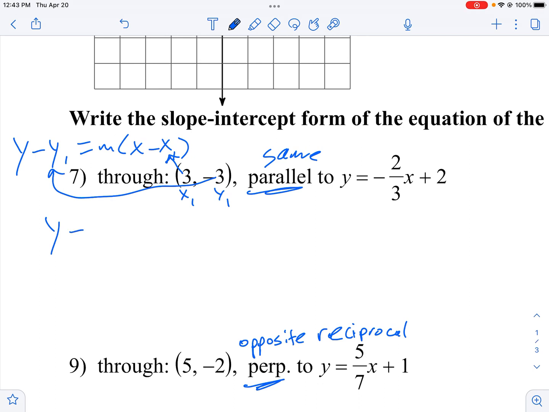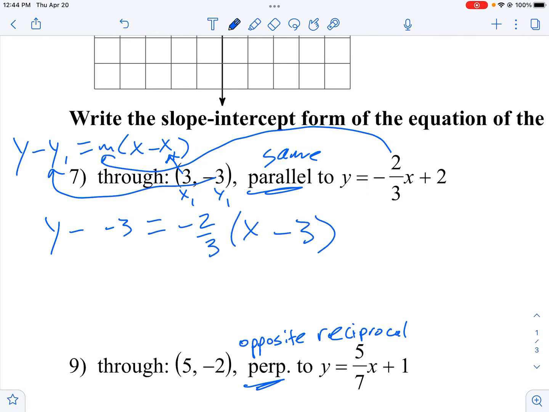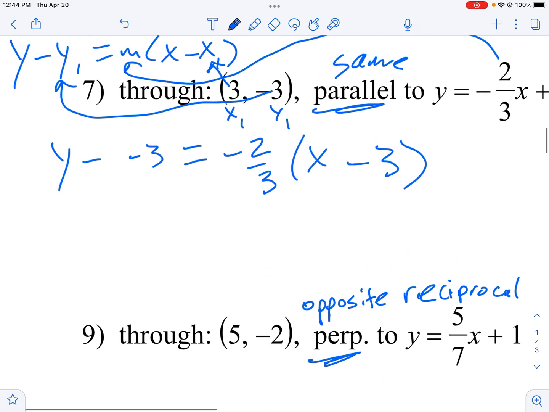We got y minus negative 3. I don't need parentheses. And then the slope we're going to use is the same one that's in our original line, negative 2/3. And now we got x minus my x coordinate there, which is 3. And now I have this equation. The rest of this is simplifying it. When you subtract a negative, same thing as add positive.